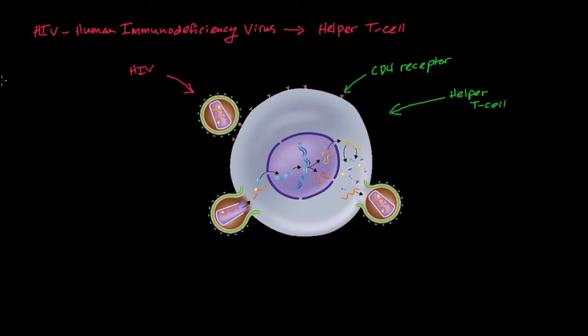And within HIV, you have these little squiggly lines right here. This is viral RNA. HIV is what we call a retrovirus. And it's a retrovirus because it uses RNA as its genetic material as opposed to using DNA.